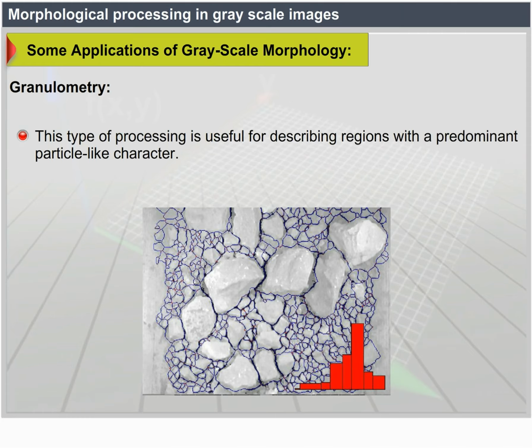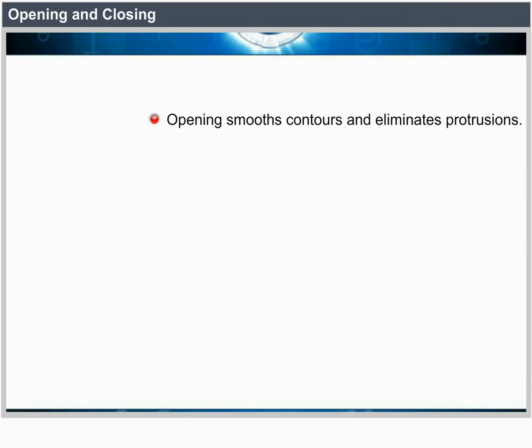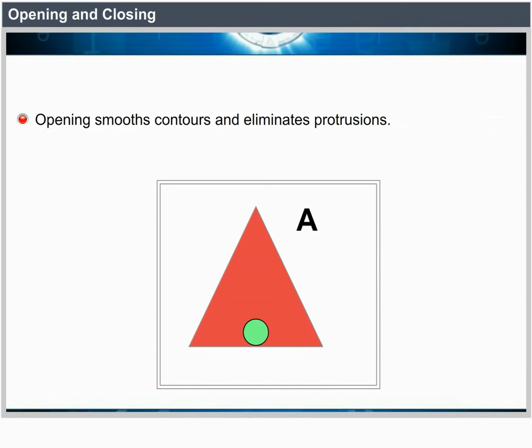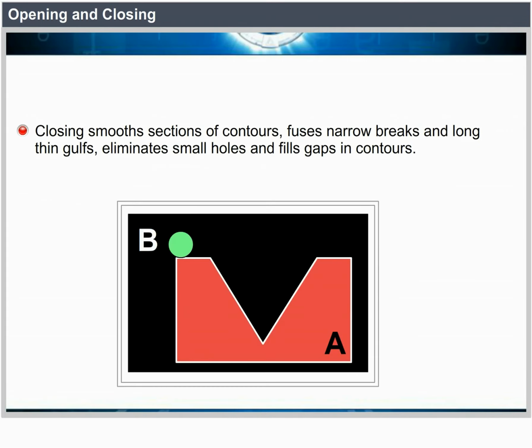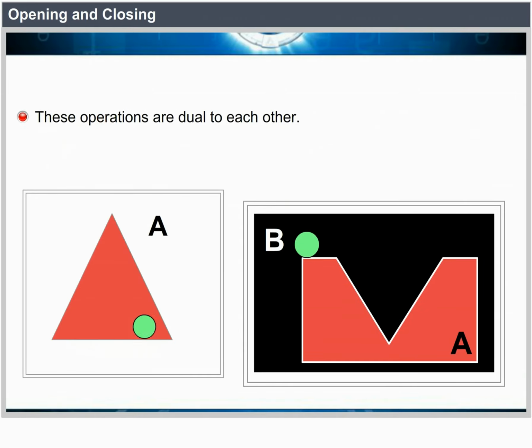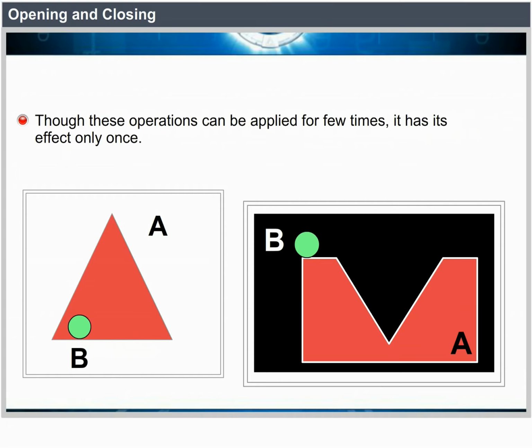Opening and closing. Opening smooths contours, eliminates protrusions. Closing smooths sections of contours, fuses narrow breaks and long thin gulfs, eliminates small holes and fills gaps in contours. These operations are dual to each other. These operations can be applied a few times but have effect only once.